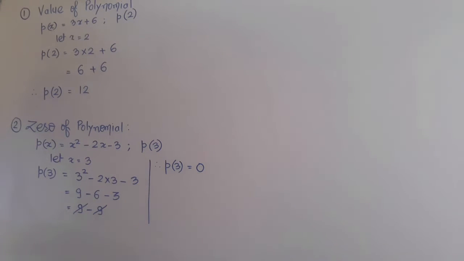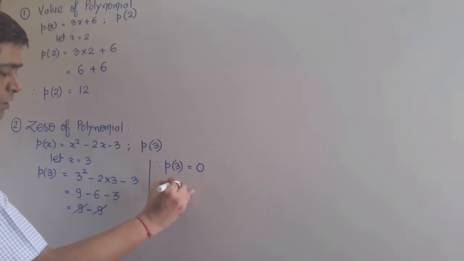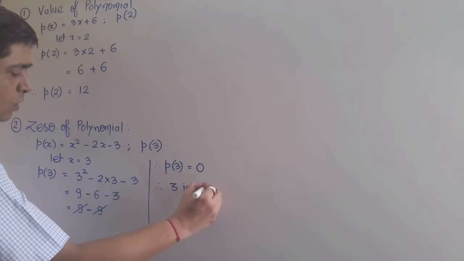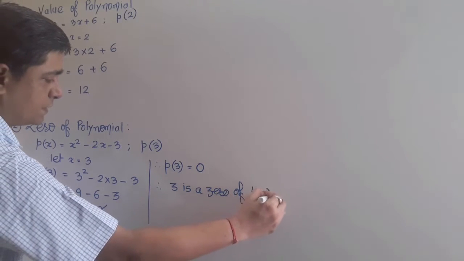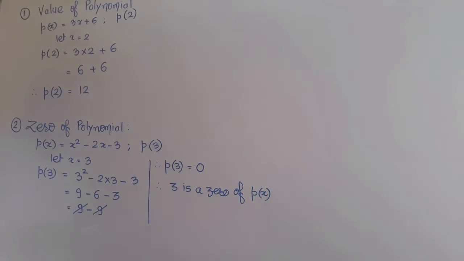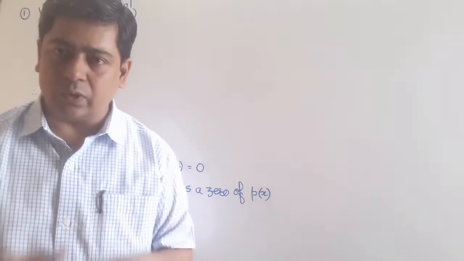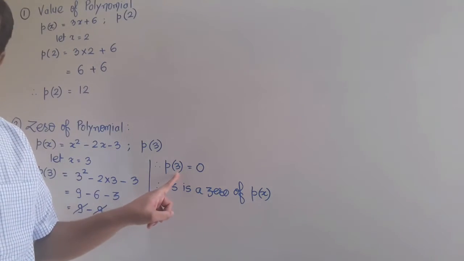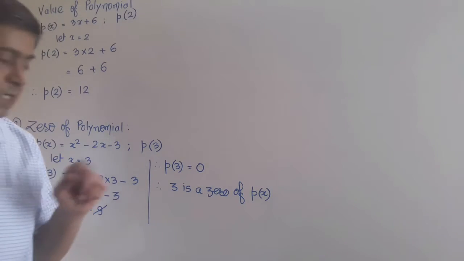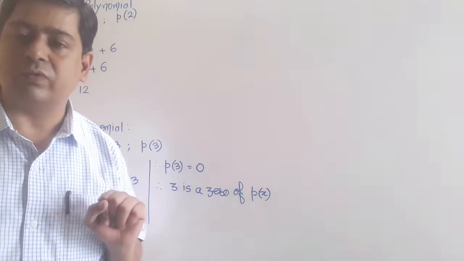So one thing you note over here, if any polynomial's value comes 0 for whatever point is given to us, that is called the zero of the polynomial. So here I will say that 3 is a zero of the polynomial p of x. Okay, so remember, if any polynomial's value comes equal to 0, see which value you kept in the polynomial. The number we kept here is 3. So we can say that 3 will be called the zero of the polynomial.